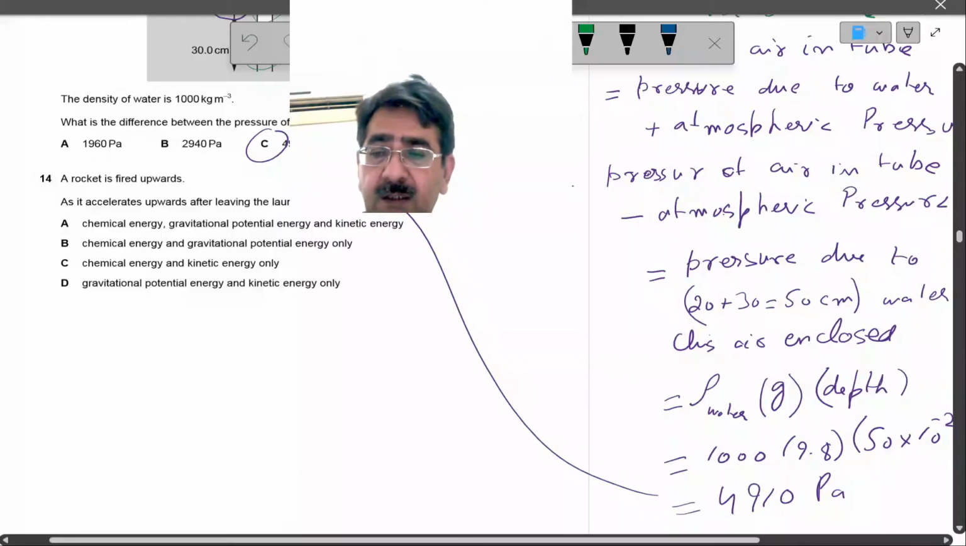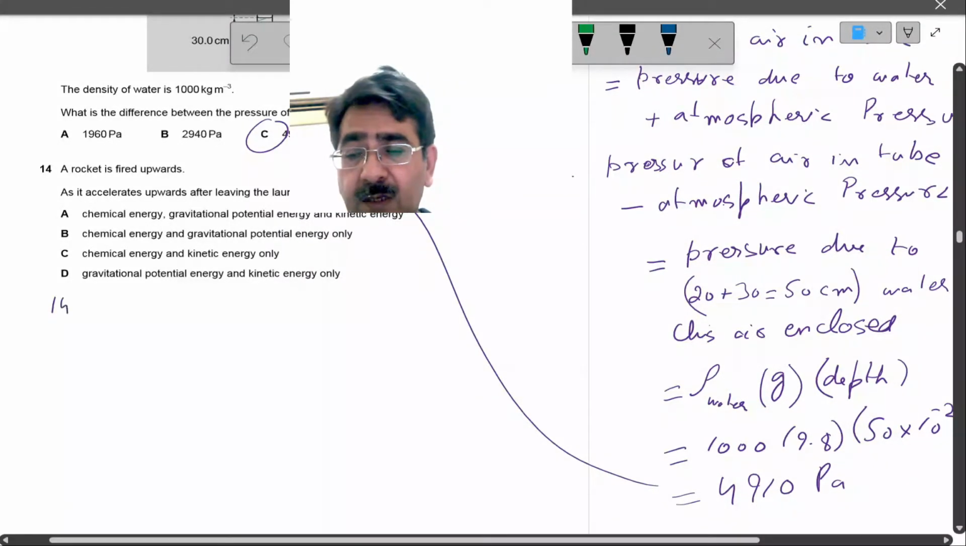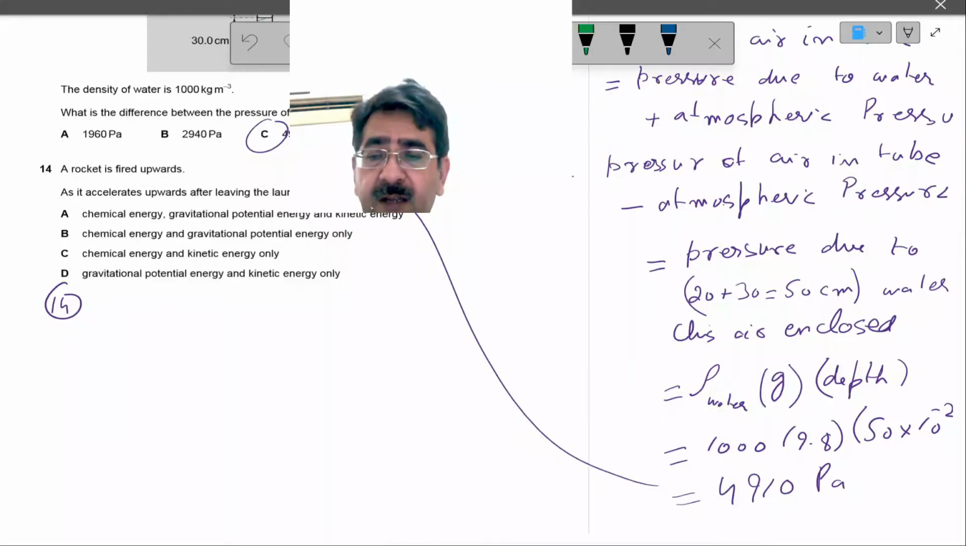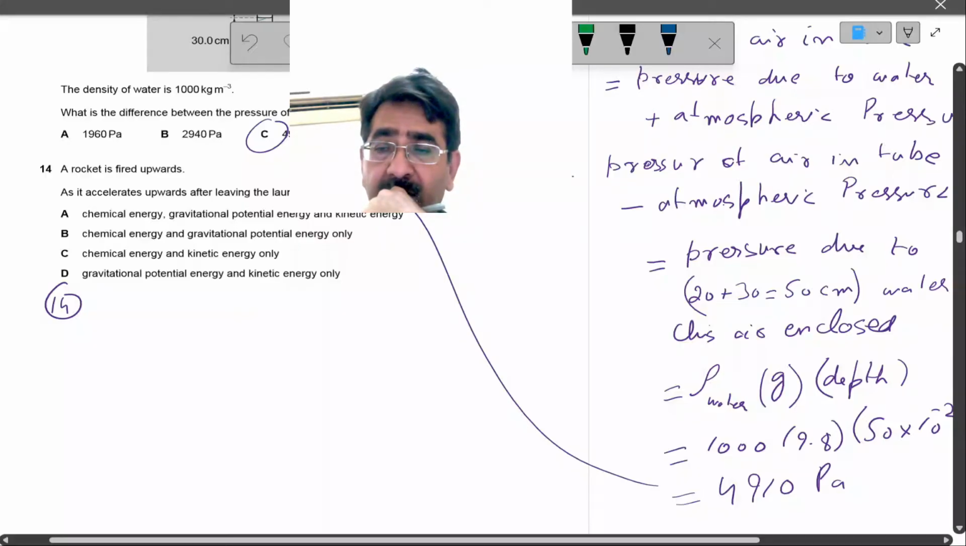Okay. So next is rocket, question 14. A rocket is fired upward. As it accelerated upward after leaving the launching pad, which form of the energy is changing?